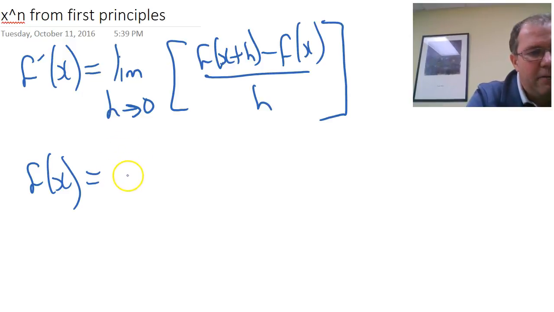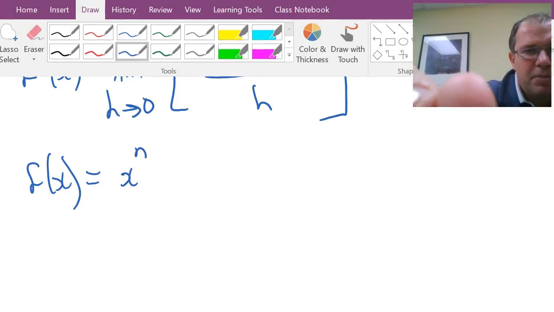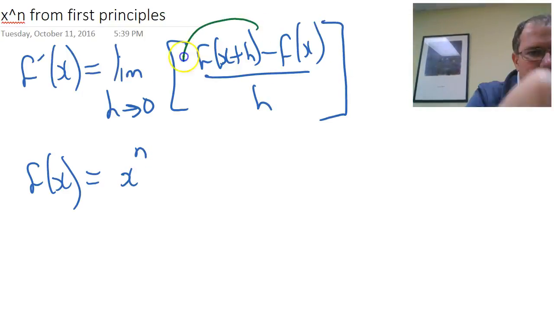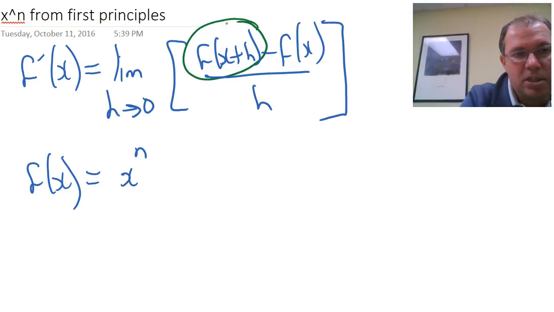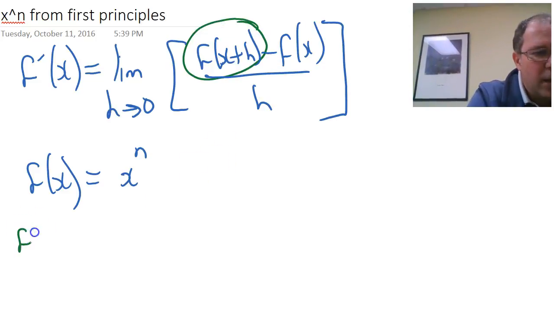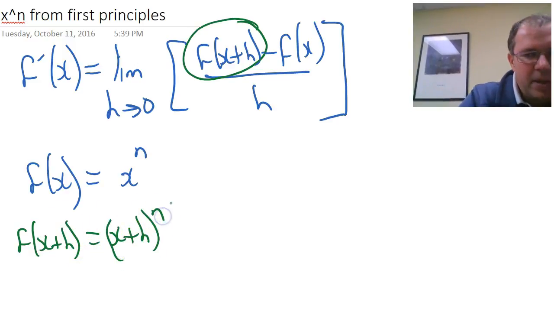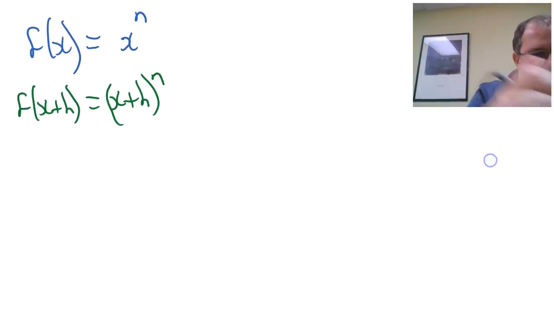So if we consider f of x equals x to the power n, the tricky bit is really putting it into this part of the formula, f of x plus h, because we have a little bit of work to do to work out f of x plus h. So here we go. F of x plus h is x plus h to the power n. We need lots of room for this, so here we go.